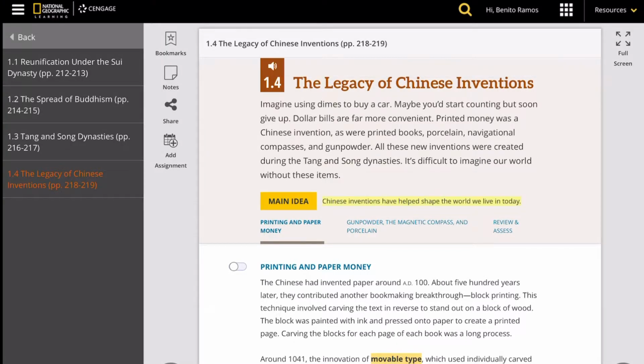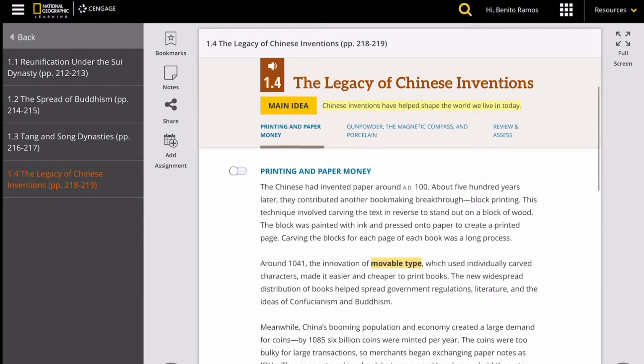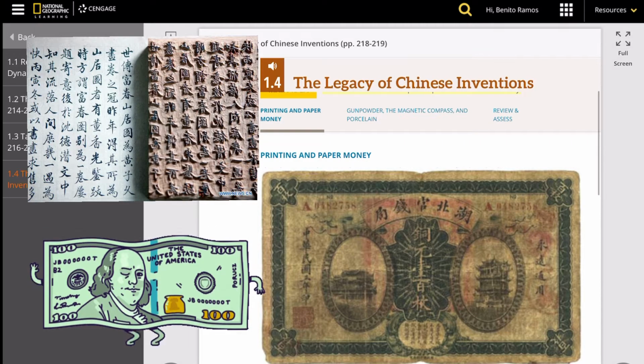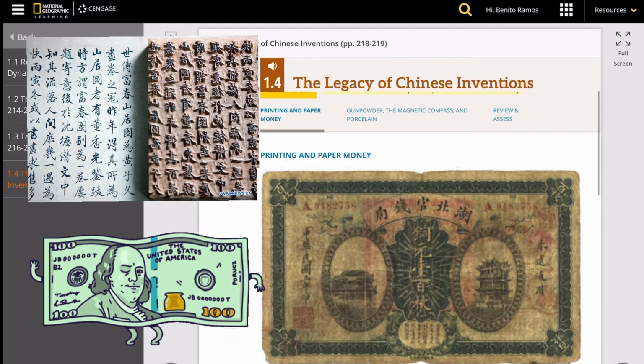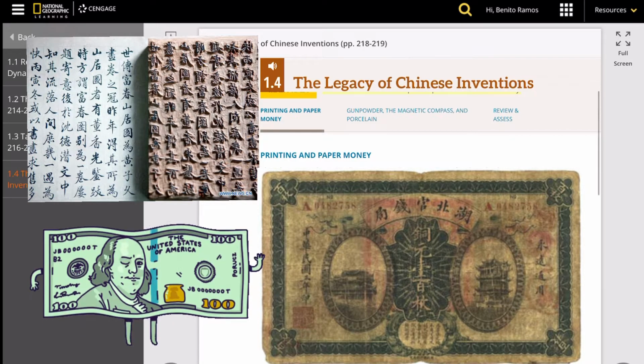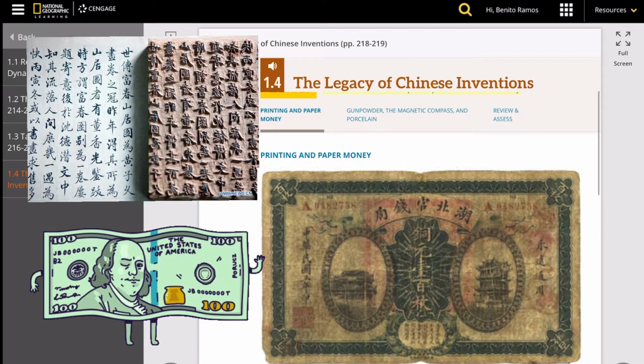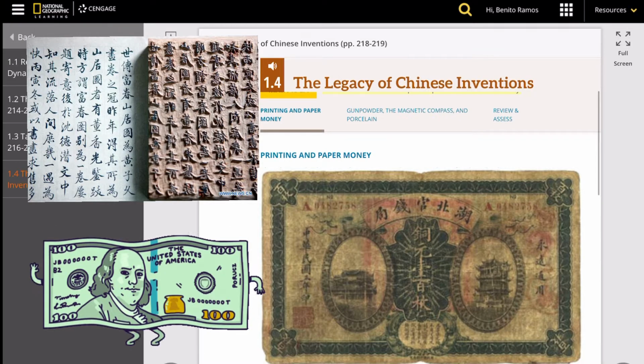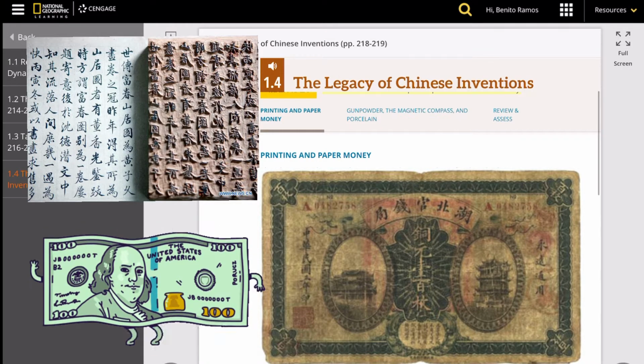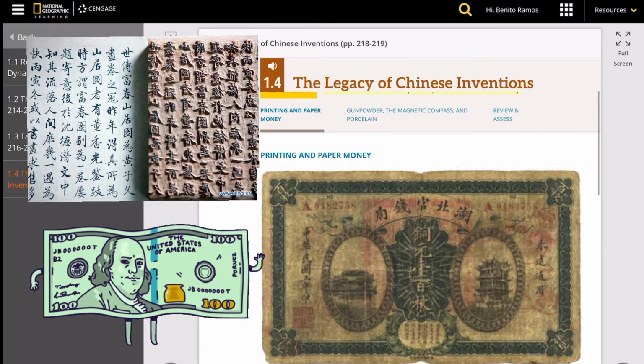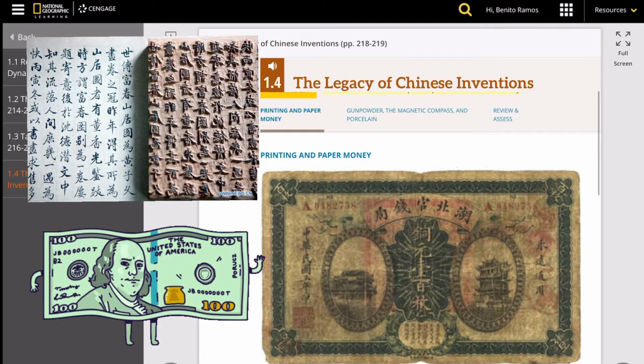First, let's talk about printing and paper money. The Chinese had invented paper around AD 100, and about 500 years later, five centuries, they made another bookmaking breakthrough through block printing. This technique involved carving the text in reverse to stand out on a block of wood. The block was painted with ink and pressed onto paper to create a printed page. It's like a stamp. But carving the blocks for each page of each book was a long process.